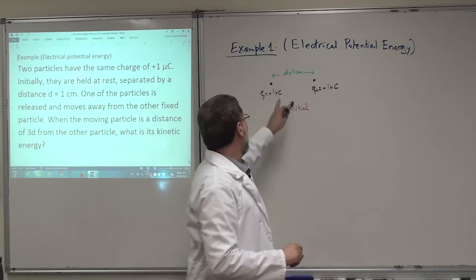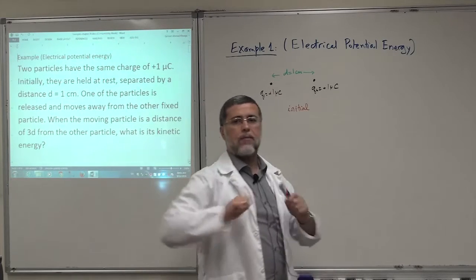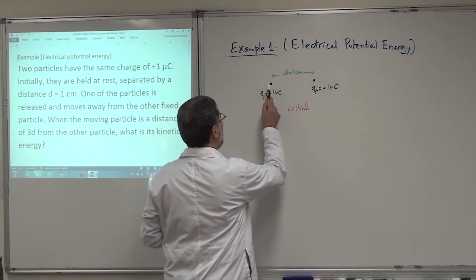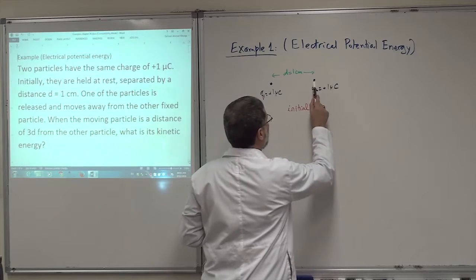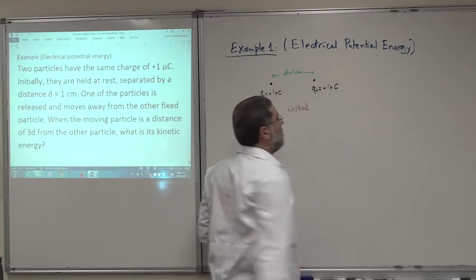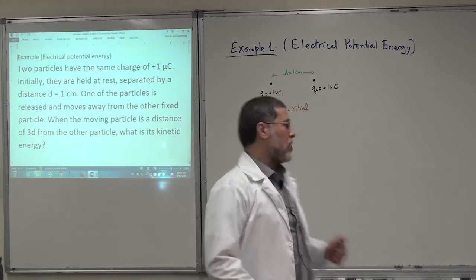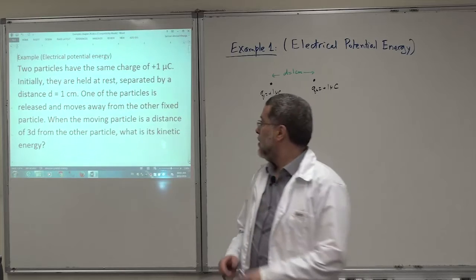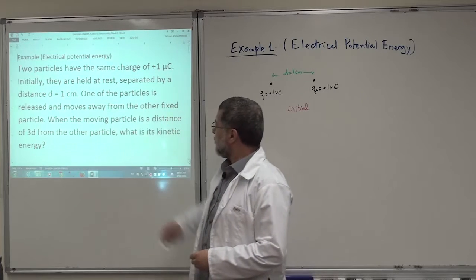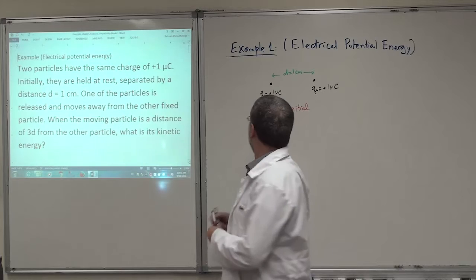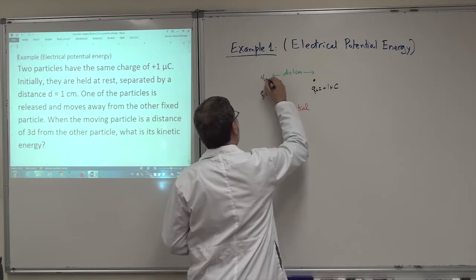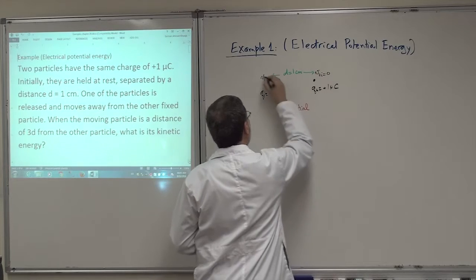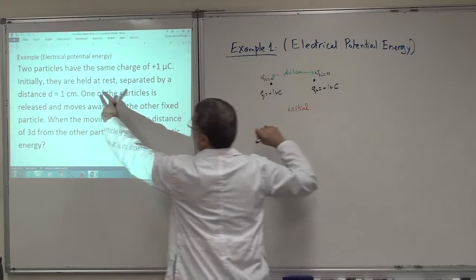Remember that these two charges are positive charges, so they repel each other. Naturally, there will be a force on this charge in this direction and a force on this charge in this direction, so they will repel. If one charge was positive and the other negative, then they would attract each other. So initially, v1 initial is 0 and v2 initial is 0. Both of them are at rest because they are held at rest.